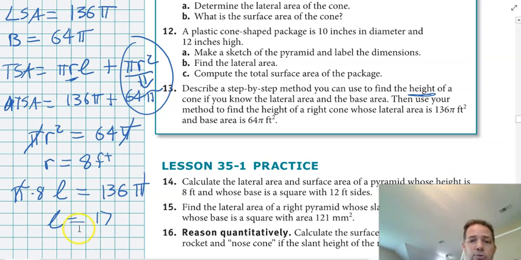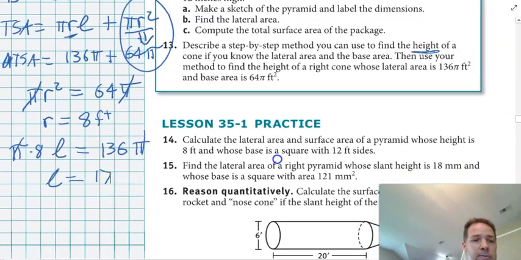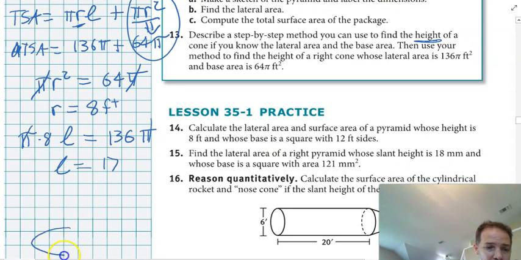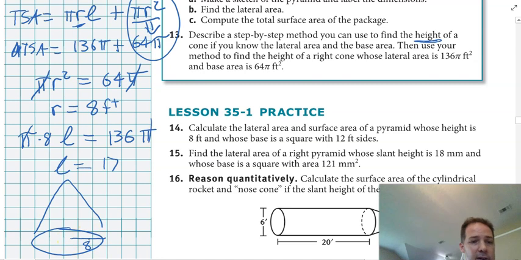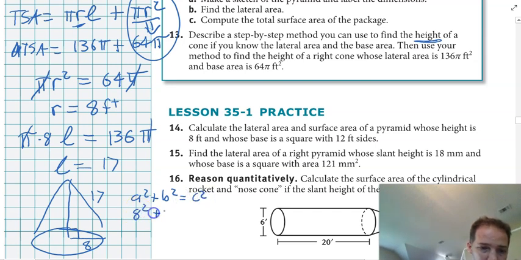So I'll scoot this down just a little bit more. All right, so I have a cone. I figured out the radius was 8. I figured out the lateral height was 17, and to find the height, I just need to do Pythagorean theorem. So this will be the height here. And the hypotenuse is 17 squared.